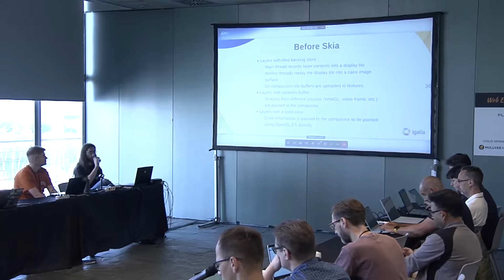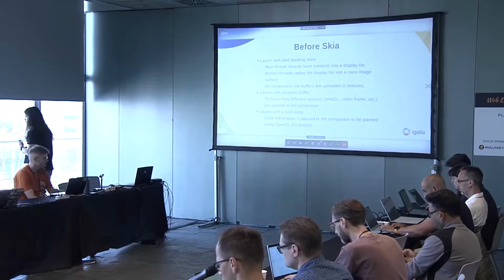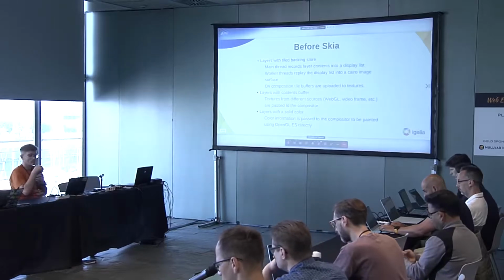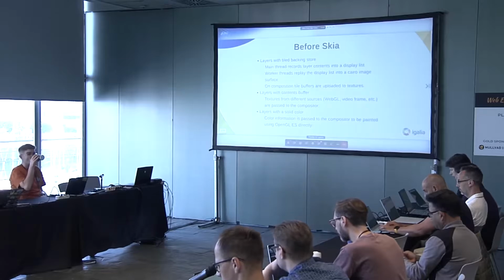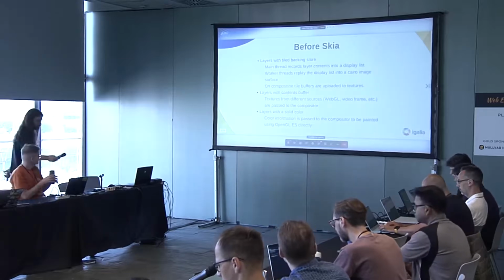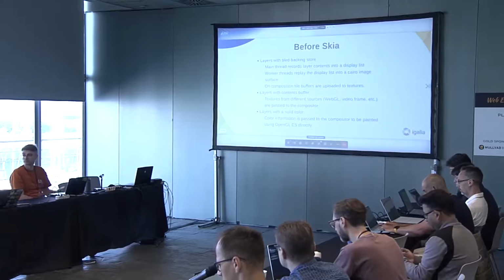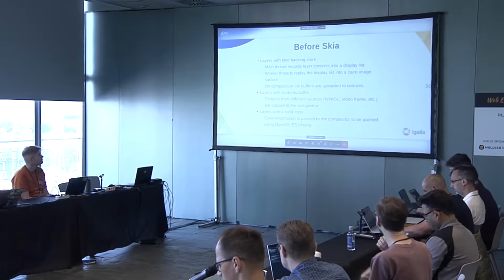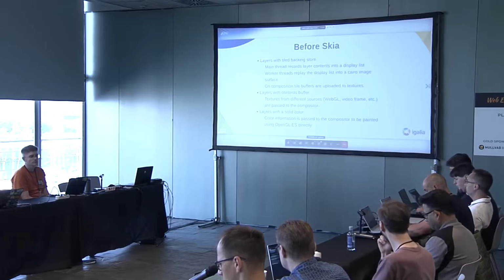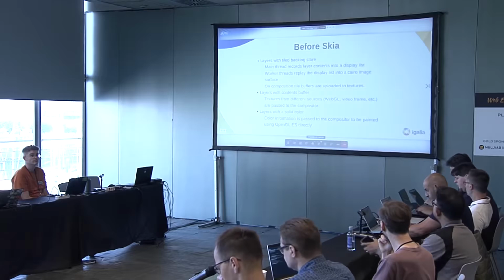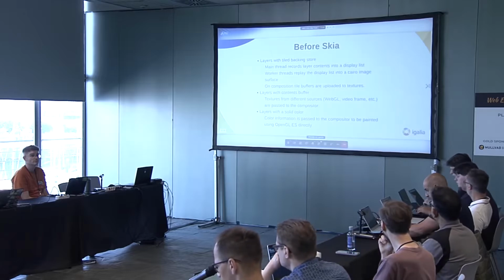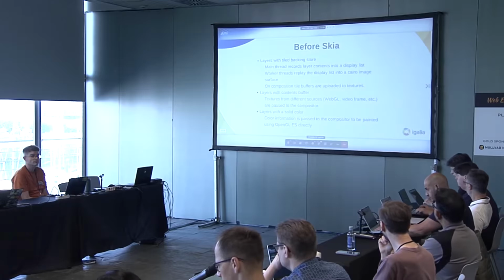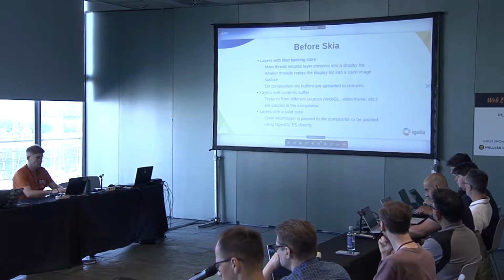basically the layer tree can have roughly three kinds of contents: layers with tiled backing store, layers with content buffers, and layers with a solid color. For tiled backing store, the main thread records the layer contents into a display list, and then we had worker threads replaying that display list into a Cairo image surface, which is a CPU buffer. And then on composition, those CPU buffers were uploaded to textures that were passed to the compositor to be composited.